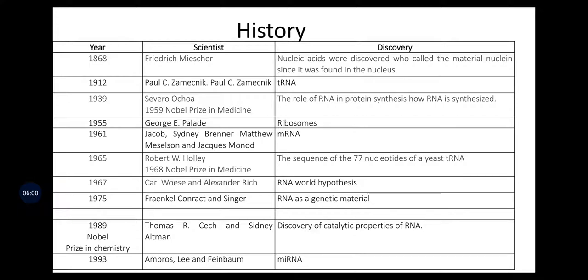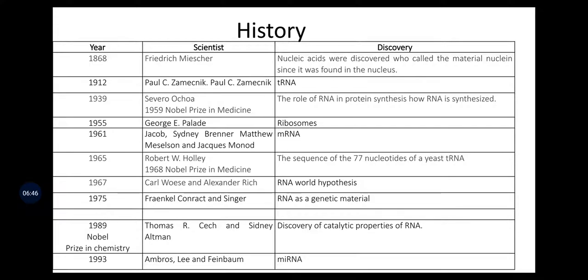In 1955, George Palade discovered ribosomes. In 1961, Jacob, Sydney Brenner, Matthew Meselson and Monod contributed to the discovery of mRNA. In 1965, Robert Holley found the sequence of 77 nucleotides of yeast tRNA. That was a second contribution towards the discovery of tRNA, made by Robert Holley, who gave the cloverleaf structure of tRNA. For his work, in 1968, he got the Nobel Prize in the field of medicine. In 1967, Carl Woese and Alexander Rich gave the RNA world hypothesis.